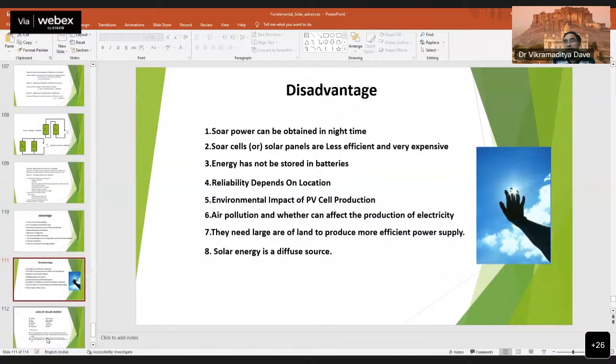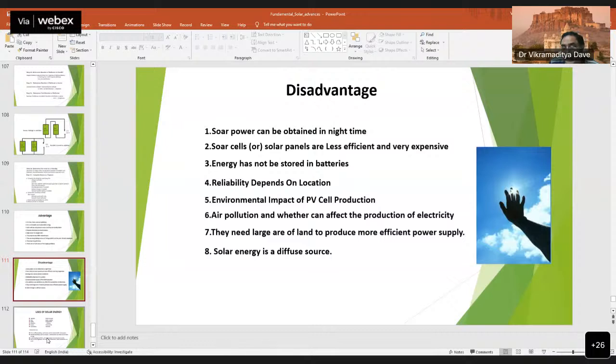Then one important point is that these PV cells, no doubt, on one hand we are saying that solar photovoltaic cells are contributing to reducing carbon emission. But if you go to a PV cell production unit, you will see a lot of carbon is being emitted into the atmosphere. So this point is deliberately kept hidden from common people, but they are also creating a great pollution.